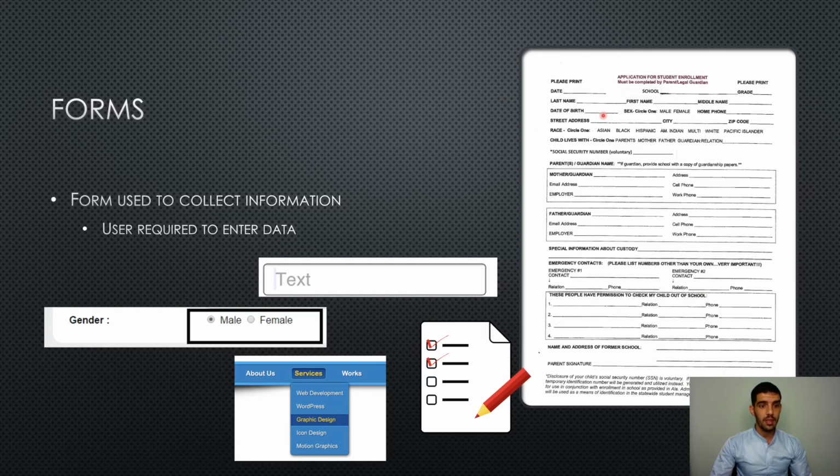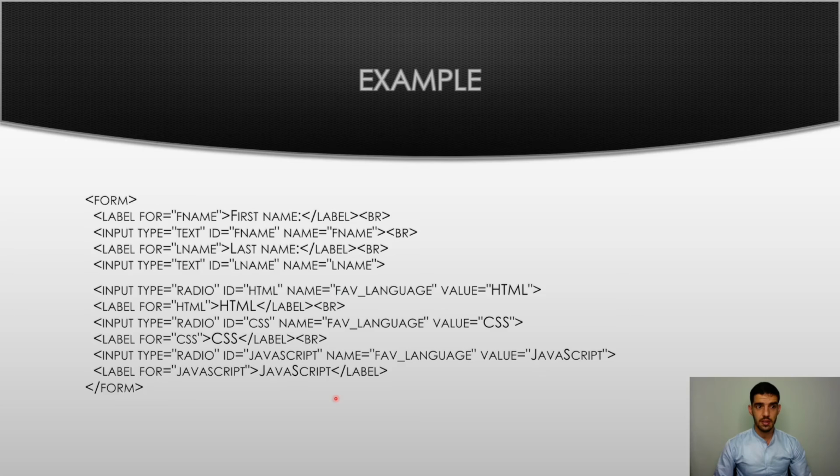The form is going to ask the user to enter some data. The data can be a text, a radio button, checkboxes, and also can be a list. Here is an example of what a form looks like. We begin with a form tag and end with the closing tag. Inside it, we will have the content.